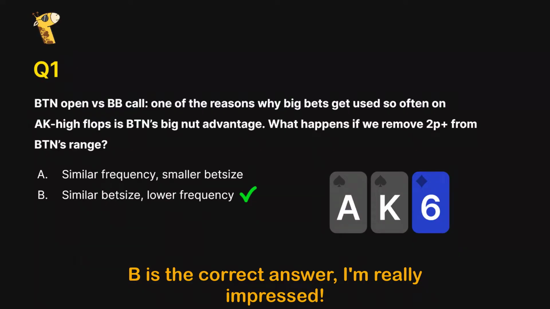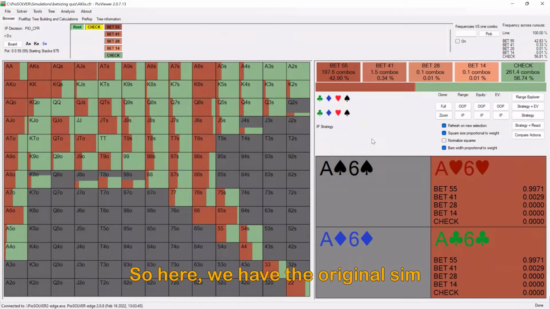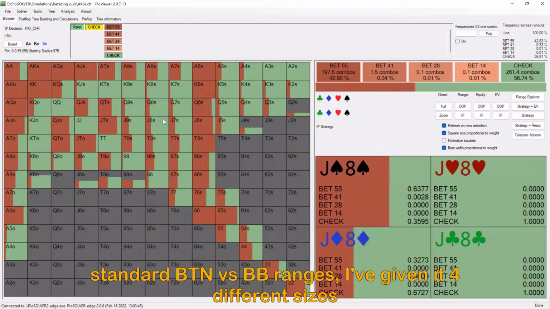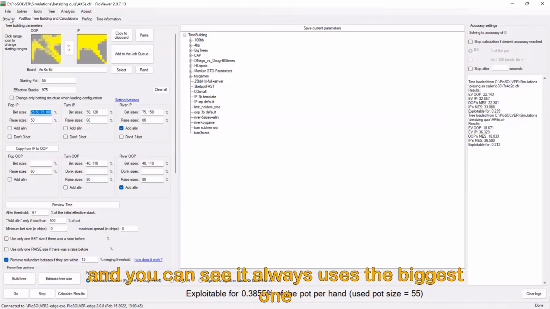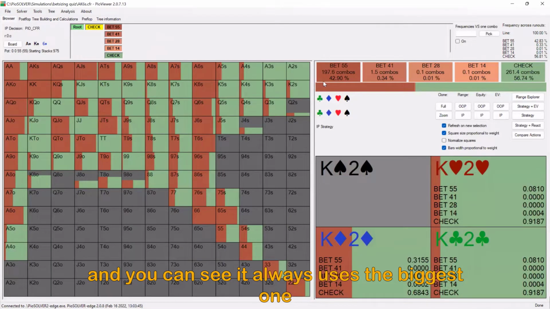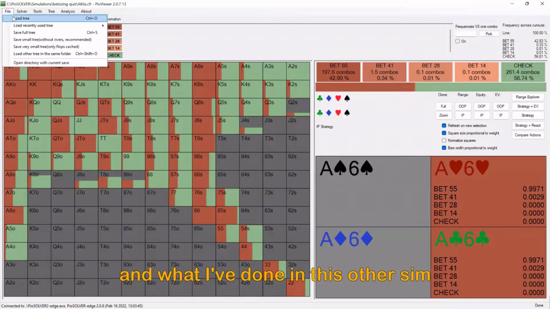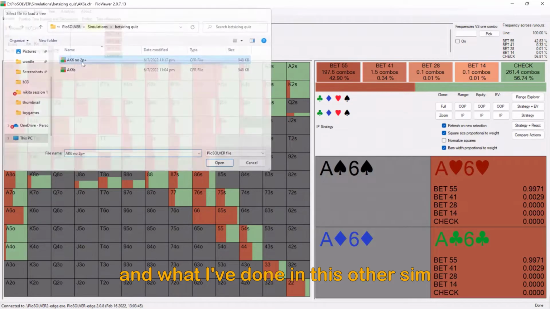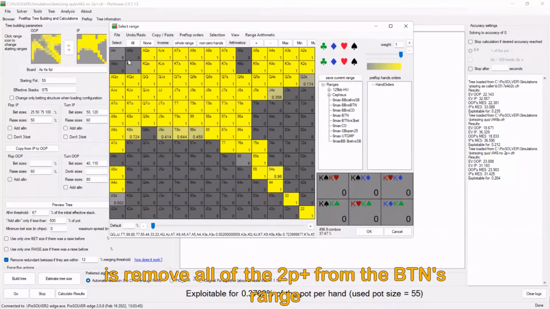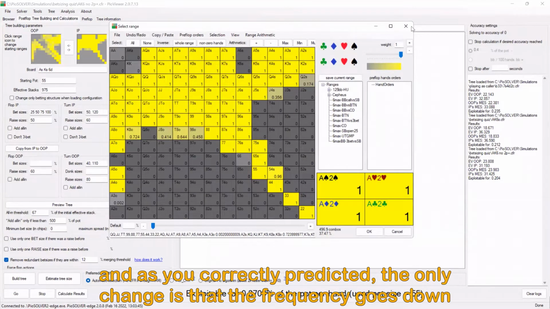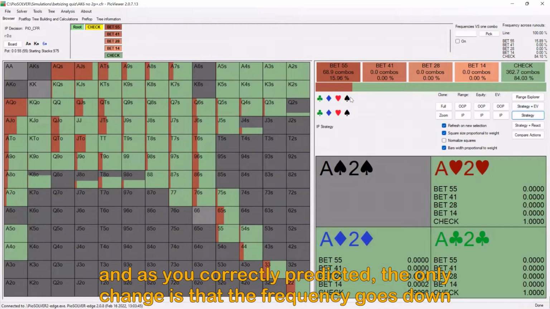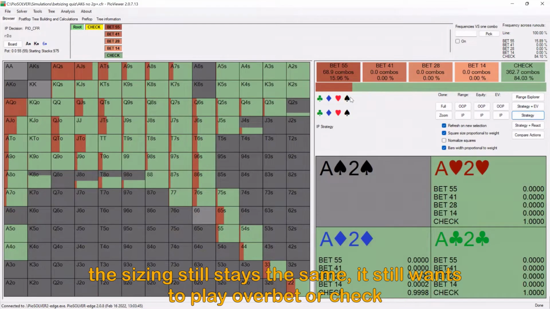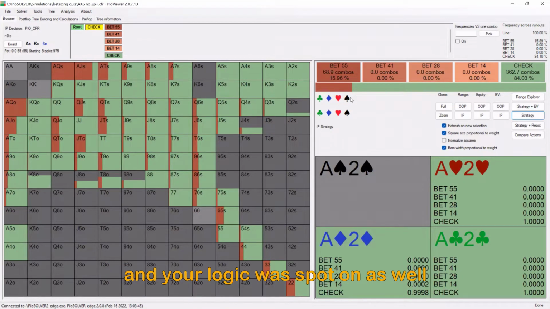B is the correct answer. I'm really impressed. So here we have the original sim. So just standard button versus big blind ranges. I've given it like 4 different sizes, and you can see it always uses the biggest one. And what I've done in this other sim is remove all of the 2-pair plus from the button's range. And as you correctly predicted, the only change is that the frequency goes down. The sizing still stays the same. It still wants to play overbet or check, and your logic was spot on as well.